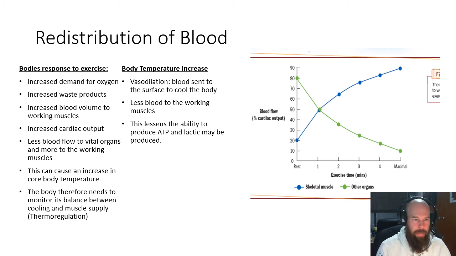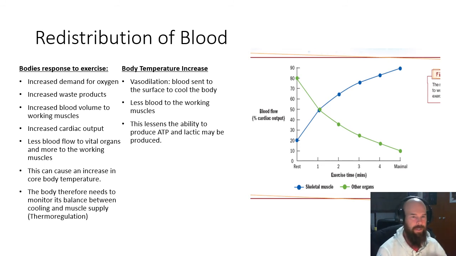So if we look at the two columns there, we've got the body's response to exercise. We need more oxygen, we have more waste products, we have more blood volume going to the muscles. There's an increase in the cardiac output. There's less blood flow to the vital organs and more to the working muscles. It'll also cause an increase in core temperature because of the chemical reactions and the muscles working. So the body has to monitor and keep an eye on its temperature. It doesn't want to get too hot, it doesn't want to get too cool.